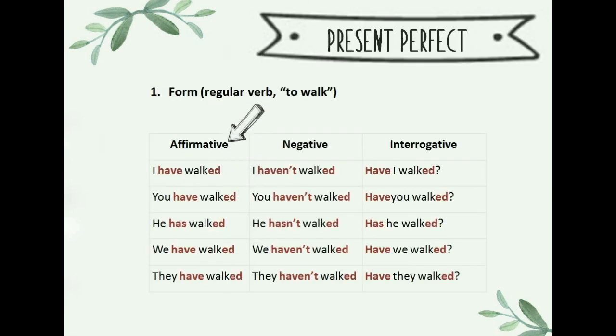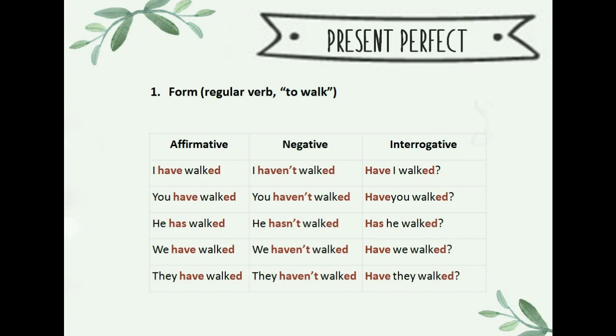In terms of the form, here you can see the three different forms that it can take. In the affirmative, it would be I have walked. That means that we use the verb to have as an auxiliary and the ed ending. That's for regular verbs. So in the affirmative, we have I have walked. In the negative, we have I haven't walked. And then in the interrogative, we have the form have I walked.